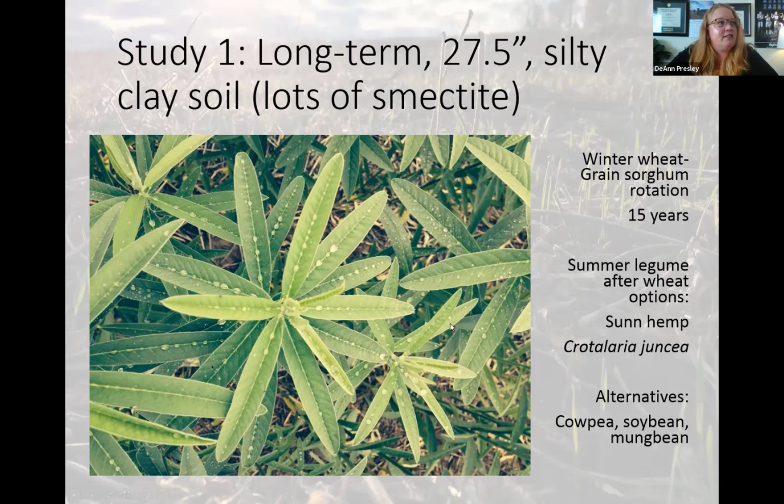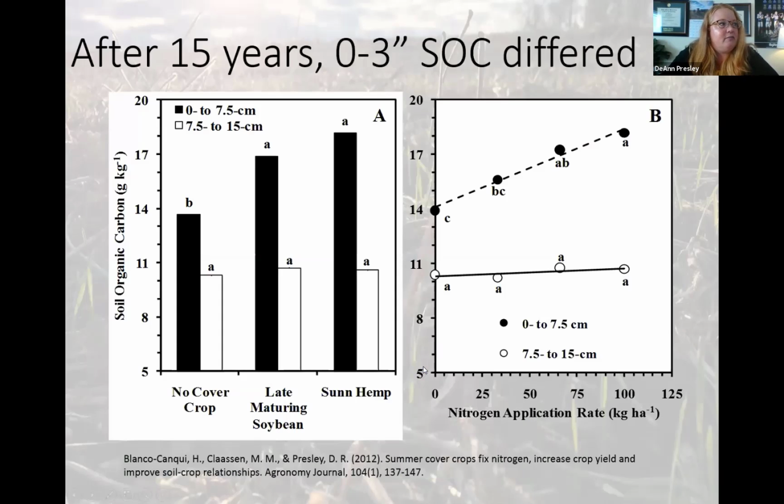But this is a study, again, where we had a wheat sorghum rotation done for 15 years. And I wasn't around. I was in high school when this one was started, but I sampled it at the end of its life in 2009 when the project ended. And so after 15 years, in the 0 to 3 inch depth, again, the soil organic carbon was quite different between the treatments. So the 3 treatments: there was a no cover crop, a late maturing soybean as a cover crop, and sun hemp. In those 3, these organic carbon levels are different.